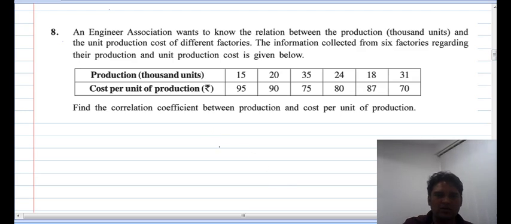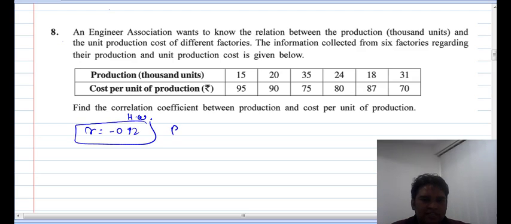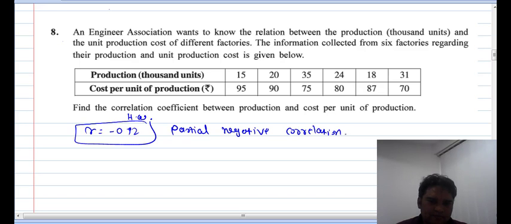Now you have to solve this question on your own. I'll give you this as a homework. Take the screenshot and solve this question. The final answer will come r is equal to minus 0.92. That means partial negative correlation.